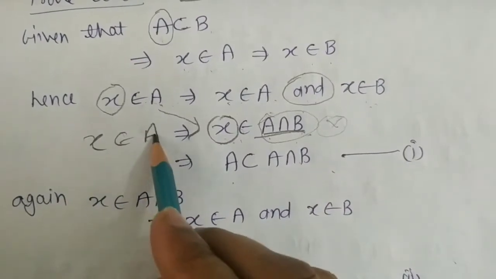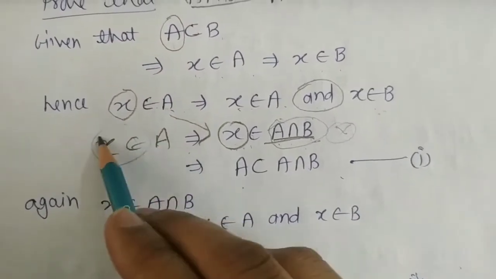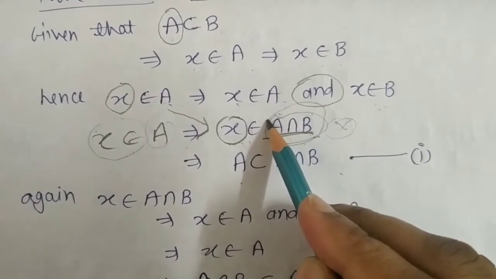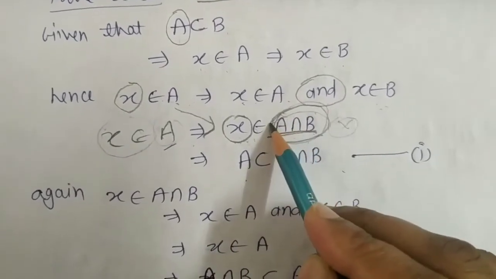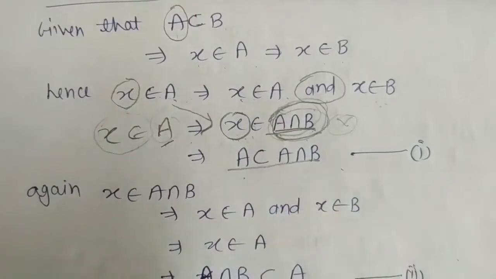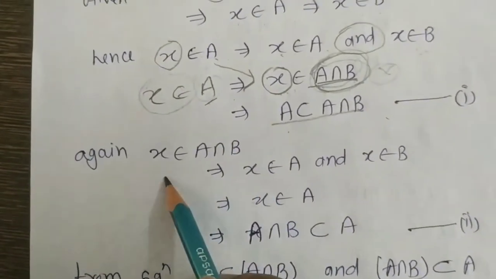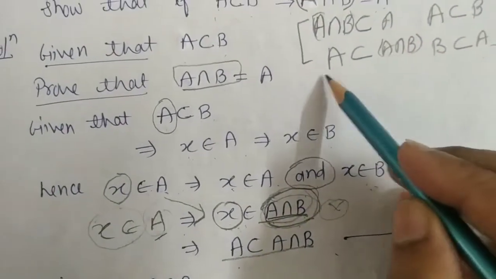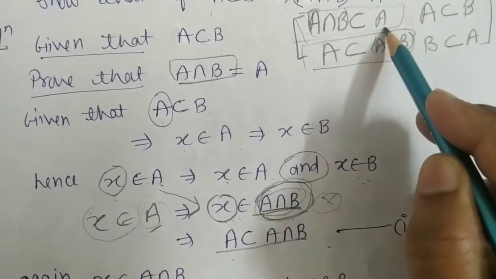X belongs to A implies that X belongs to A intersection B. It means every element of A is also an element of A intersection B. It simply means that A is a subset of A intersection B by the definition of subset. Again, we have proved the first part here. Now we need to prove A intersection B is a subset of A.